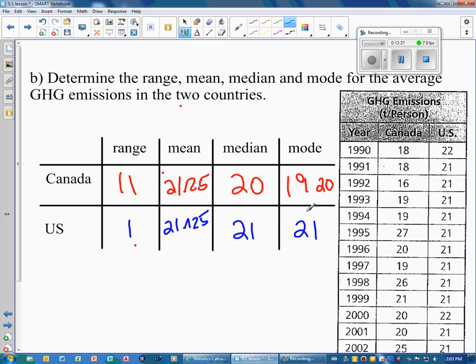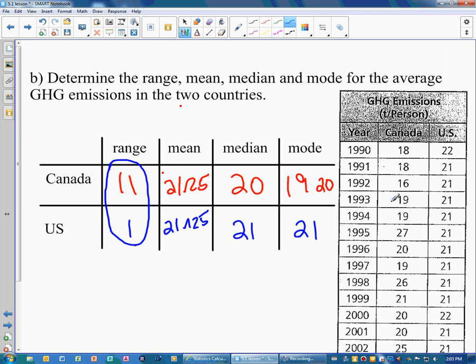So similar, but the real big difference is this. The US, very consistent, Canada all over the place. So we actually can tell quite a bit from finding some of these different calculations other than the graph. Okay, so that's done.